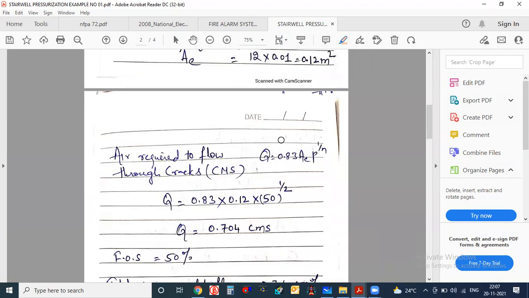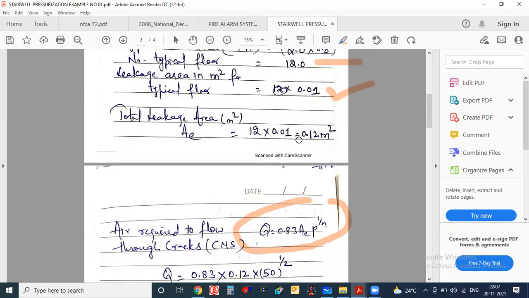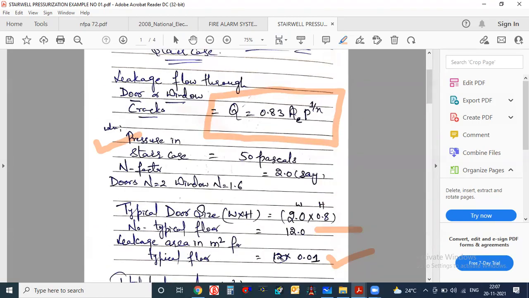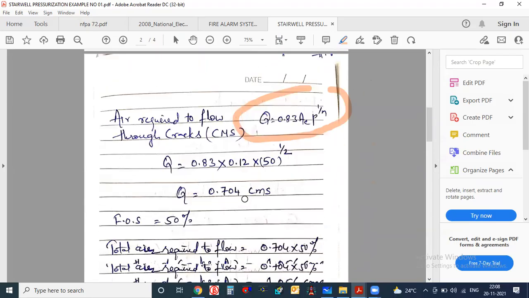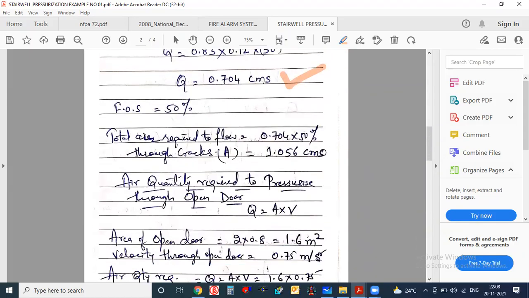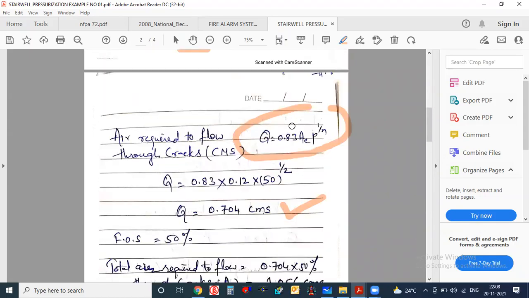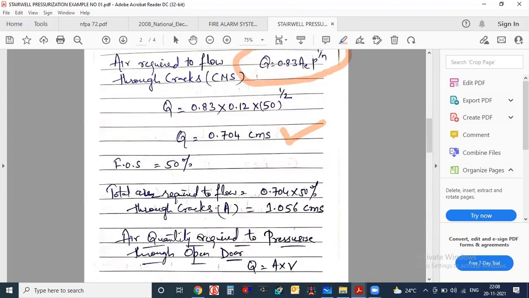Here through the cracks, they have used this formula only. Same formula, I think so. So here they have calculated AE. This is the AE. And if you input all these values, you will get this value. This is nothing but cubic meter per second. If you convert it into CFM, it will be converted in CFM or cubic meter per hour. So those values are given.